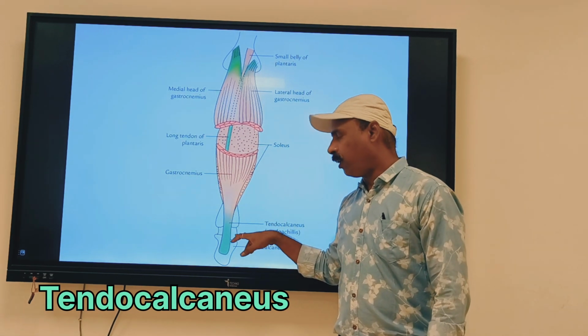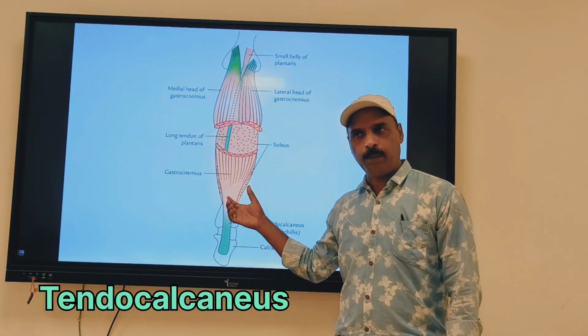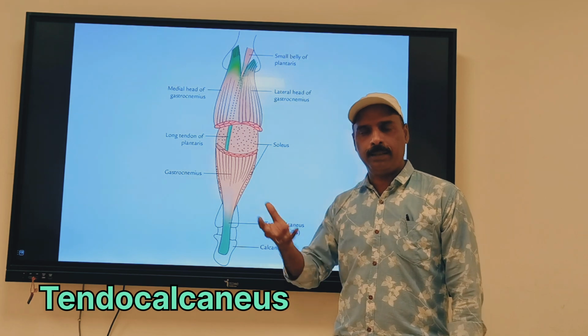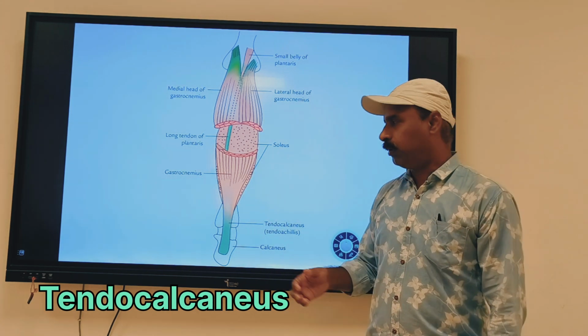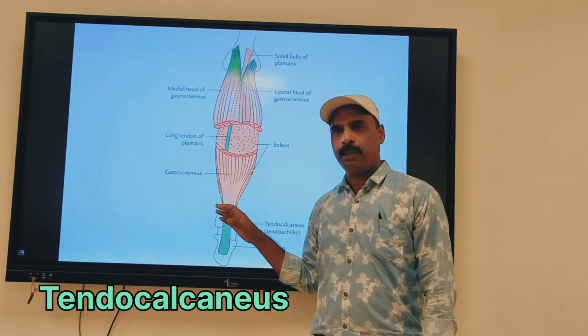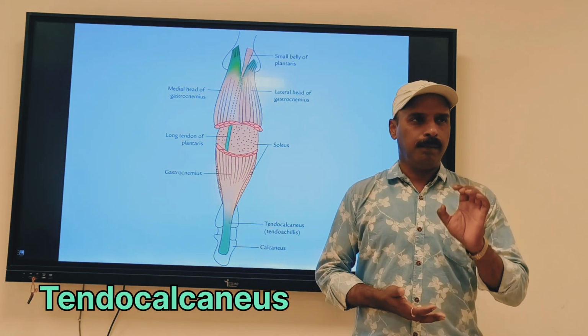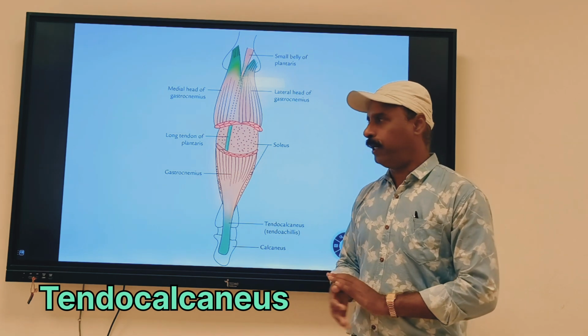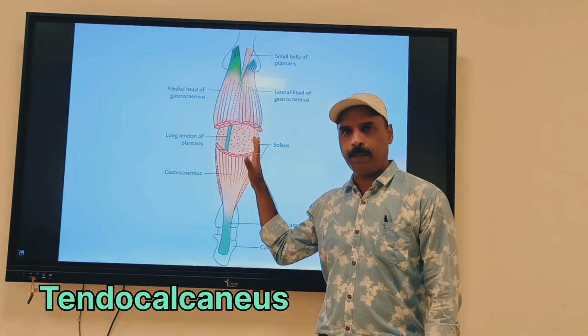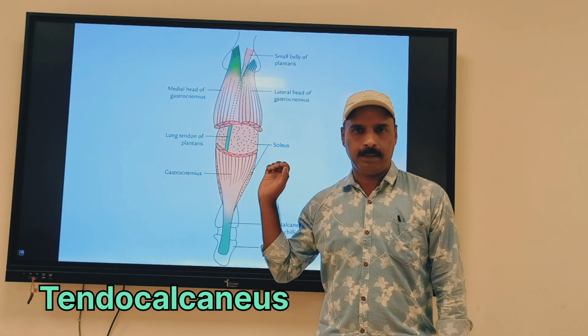The next one is the strongest tendon, which I am going to deal with. This is also asked commonly in the short notes. So for short notes, whatever you have to remember, even though I have briefly covered it in the last lecture, what are the important points you should add and remember about the Tendocalcaneus?